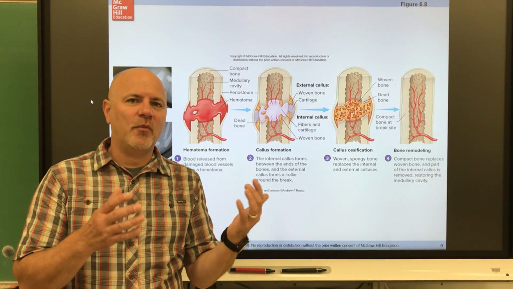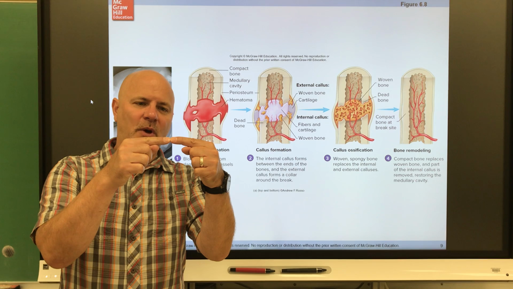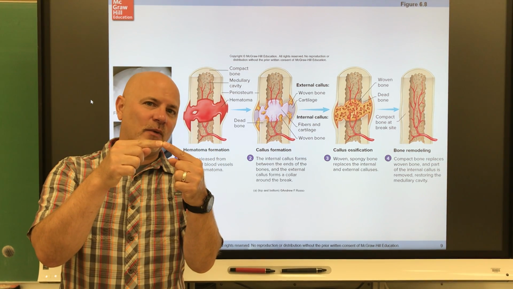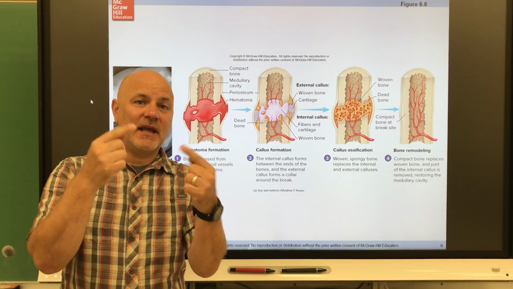Now, obviously, this is why we put casts on. If you put the two ends of the bone there, the fibrocartilage will form this way. If the bones are at an angle when they heal, they're going to stay at that angle.